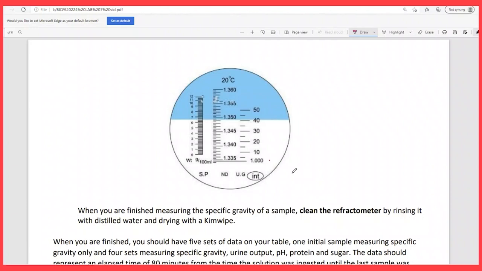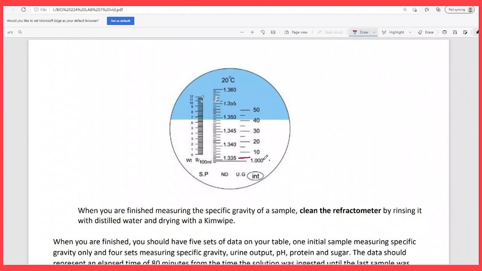So most of these values will be very close to 1. This is 1.010, 1.020, 1.030, like that. Right here, it reads about 1.041, 42. Give your best estimate there. I would probably say 41. And that means it's got some dissolved stuff in it. If we were closer down here, say 1.004, that doesn't have much dissolved stuff in it.